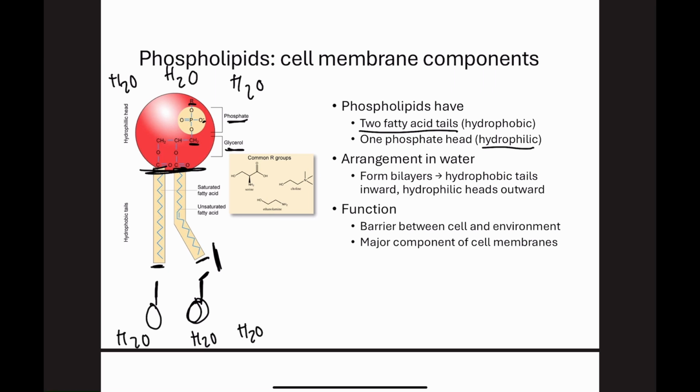And this arrangement is going to form this phospholipid bilayer, which is the structural basis of all of our cellular membranes. It separates our internal cellular environment from the external one, and it's regulating the passage of substances in and out of the cell.